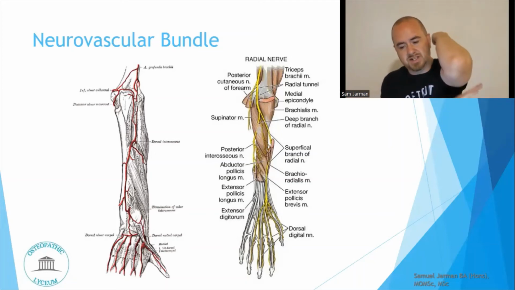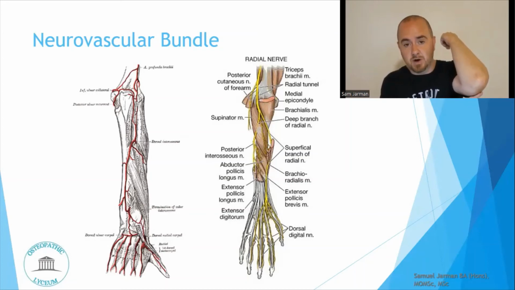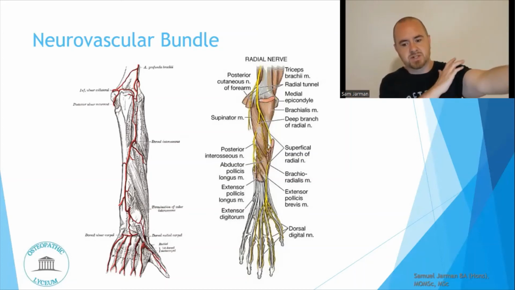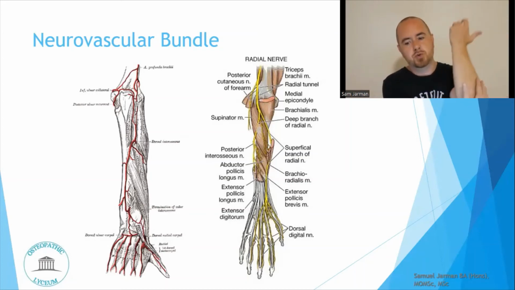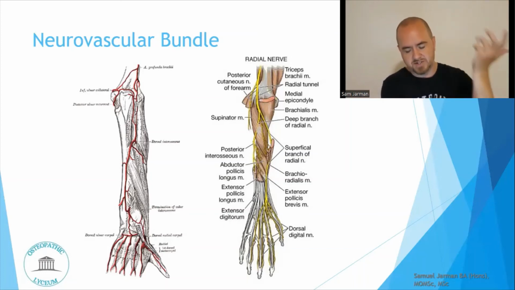So the nerve is going to take you to the posterior surface of the arm. It's not going to take you there for the artery. The artery is going to take you essentially from the anterior surface of the arm to the posterior surface of the forearm.